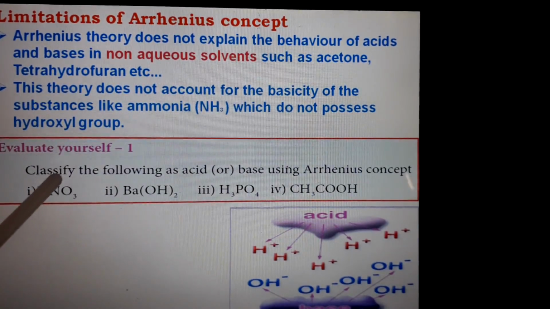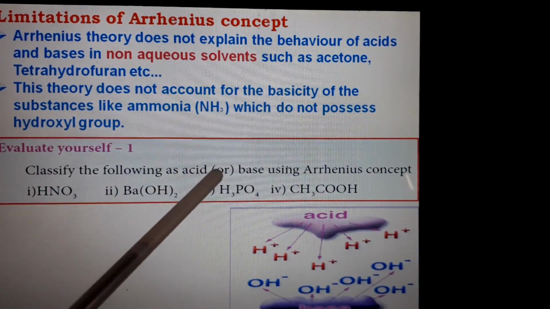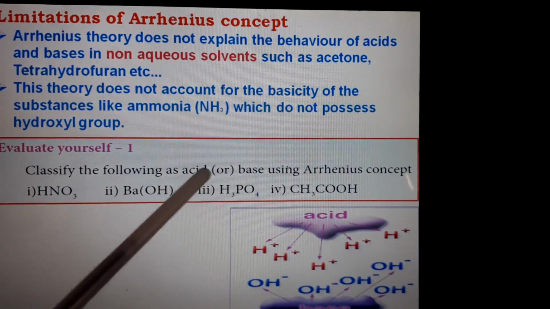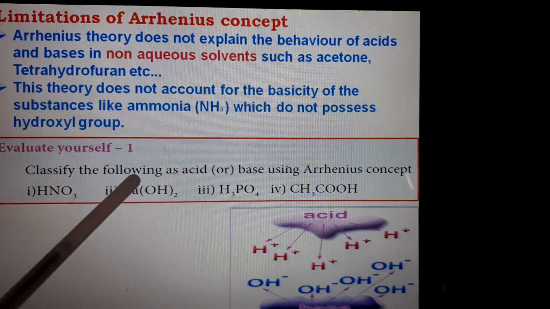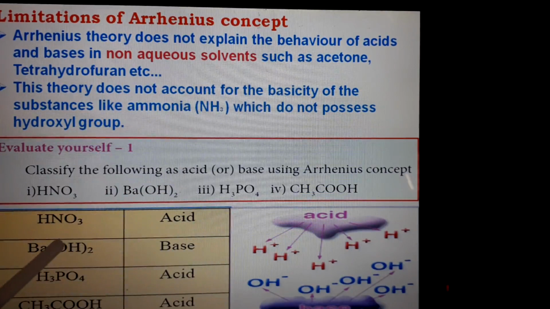Next, evaluate yourself. Exercise: nitric acid, barium hydroxide, phosphoric acid and acetic acid. What are they as per Arrhenius concept? Nitric acid is a strong acid, barium hydroxide is a base, phosphoric acid is an acid, and acetic acid is an acid. Because acid gives the H plus ion, and base gives the OH minus ion.